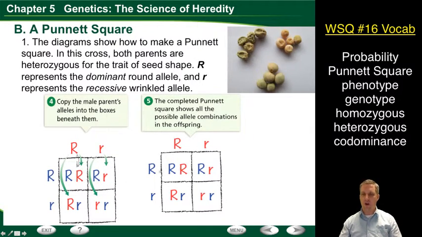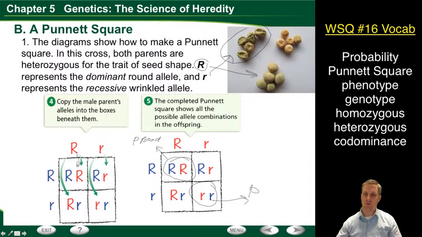This shows all the possible combinations of offspring. So from 2 heterozygous parents, they can have a couple different things. They have a 1 in 4 chance of having big R, big R. That would be a purebred or homozygous. And in this case, R is the round, so that'd be a purebred round-seeded offspring. They have a 25% chance of having little r, that would be a purebred, and that would be not round, but lowercase r, wrinkled, right?